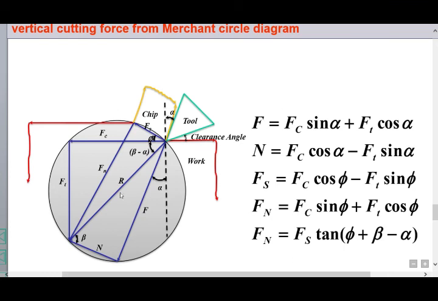We identify the forces. F is equal to Fc sin alpha plus Ft cos alpha. N is equal to Fc cos alpha minus Ft sin alpha. Fs is equal to Fc cos phi minus Ft sin phi. Fn is equal to Fc sin phi plus Ft cos phi. Fn is equal to Fs tan (phi plus beta minus alpha).